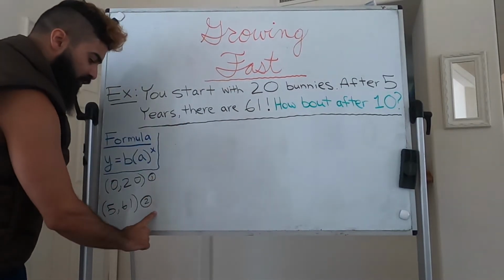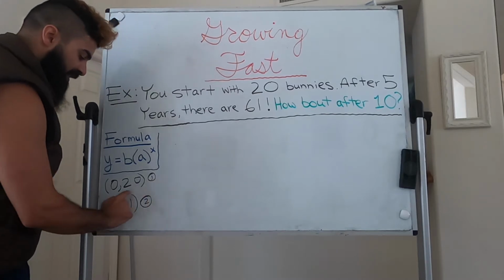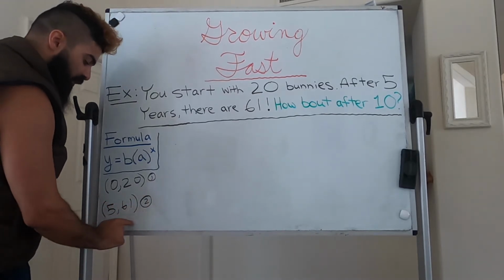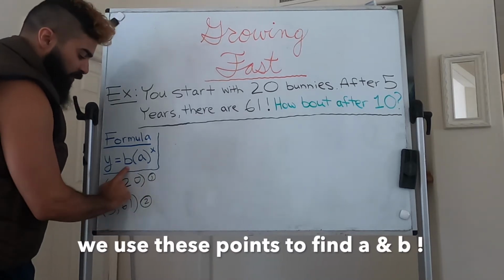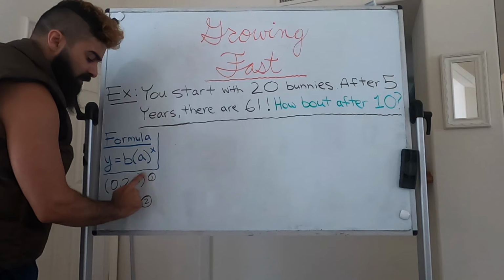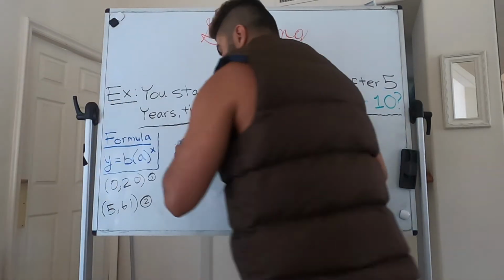So I have labeled the 2 points that we're using. Point 1 is (0, 20). Point 2 is (5, 61). We will be using point 1 to find what b is, and we will be using point 2 to find what a is. So let's do b first.